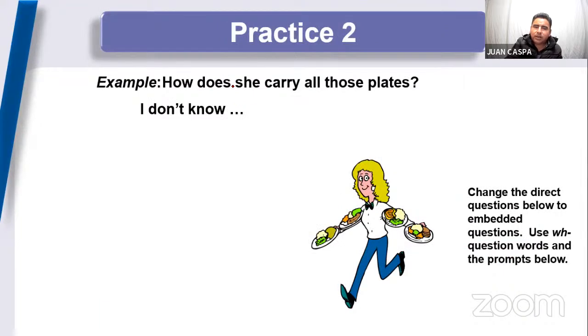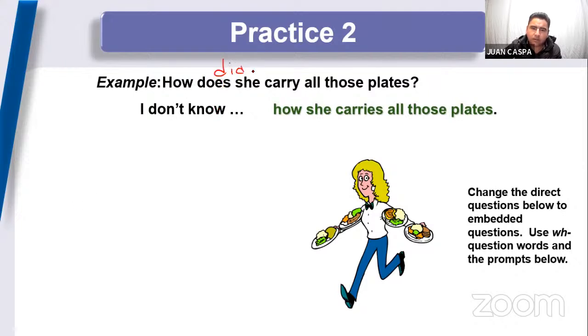So how does she carry all those plates? I don't know. And so we can use here, right? I don't know how she carried all those plates, or she carries all those plates. But we won't use this does, right? We cannot use did or do or does, right? So we're going to omit this.